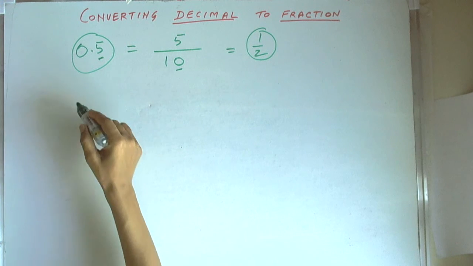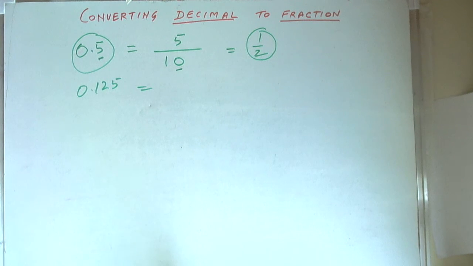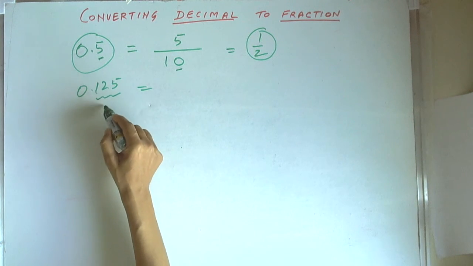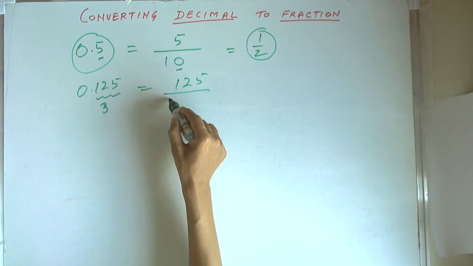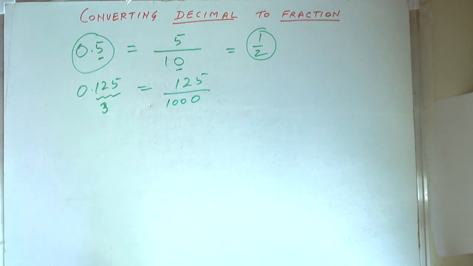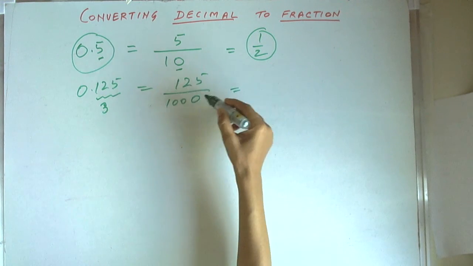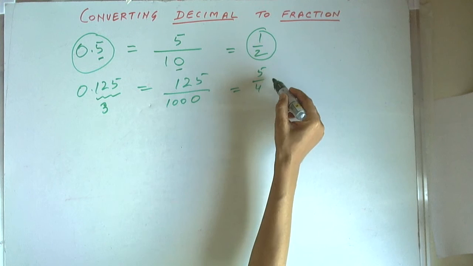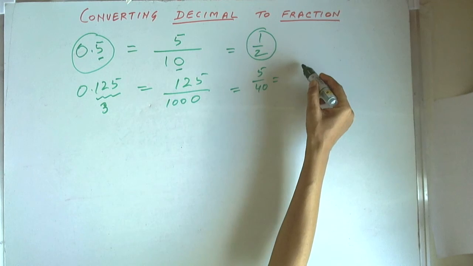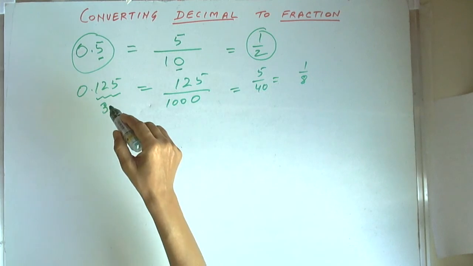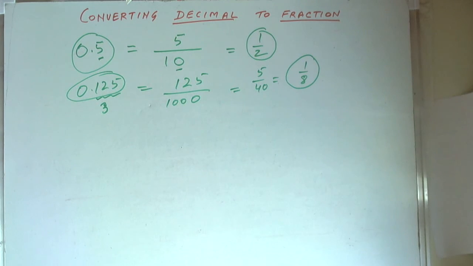So let us take another example, 0.125. Now in this case, how many places after the decimal? 3 places. So what we will do is 125 divided by 1 and 3 zeros, so 125 by 1000. And if we simplify, if we divide by 25 first, it will become 5 by 40, and then further divide both numerator and denominator by 5, it will become 1 by 8. So 0.125 and 1 by 8 are the same numerical value.